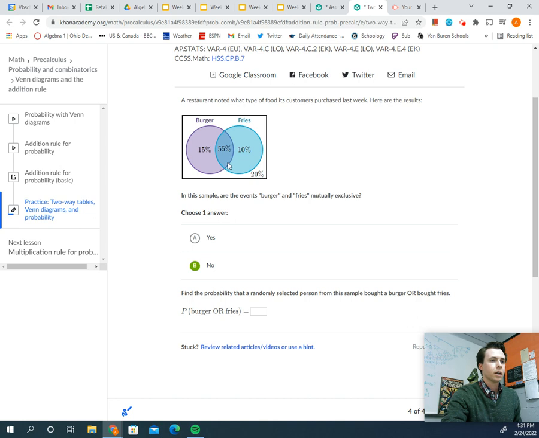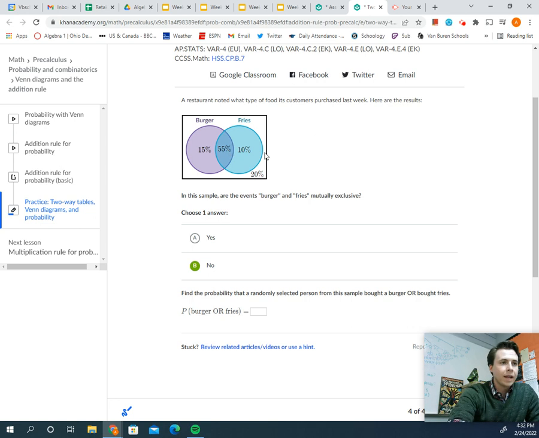Let's look at the burger category for a second. 15% of people bought only a burger. 55% bought a burger and fries. What does that mean? If I do 15 plus 55, that means 70% of people got some form of burger, whether it was just a burger or a burger and fries. So we got 70% here.